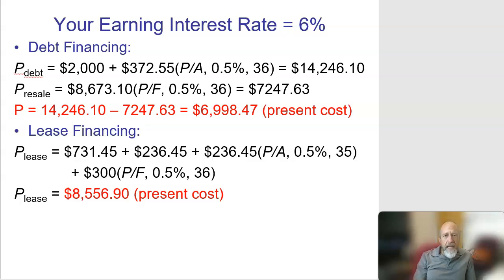And then you can actually add in that resale value, or you can take that resale value and calculate that. We want the present value of the resale. The resale is $8,673.10. It's not that hard to calculate the actual value of that.